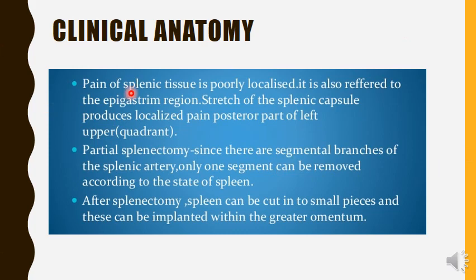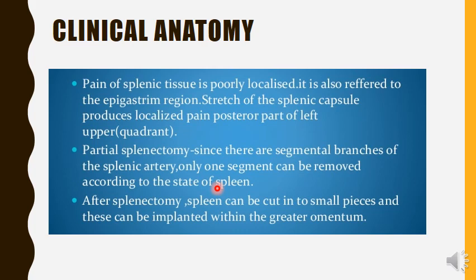Clinical anatomy, a few more points. Pain of the splenic tissue is poorly localized. It is also referred to the epigastrium region. Stretch of the splenic capsule produces localized pain in the posterior part of the left upper quadrant. Partial splenectomy: since there are segmental branches of the splenic artery, only one segment can be removed according to the state of the spleen.